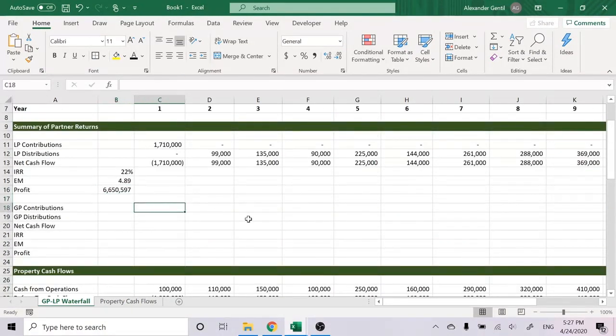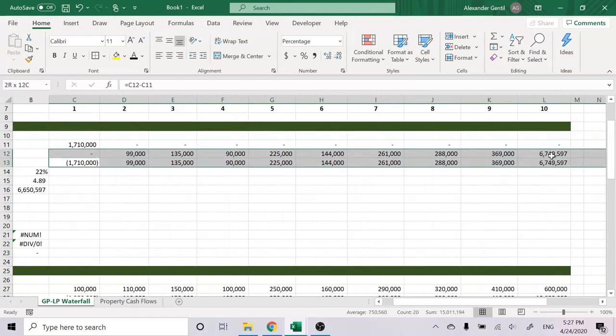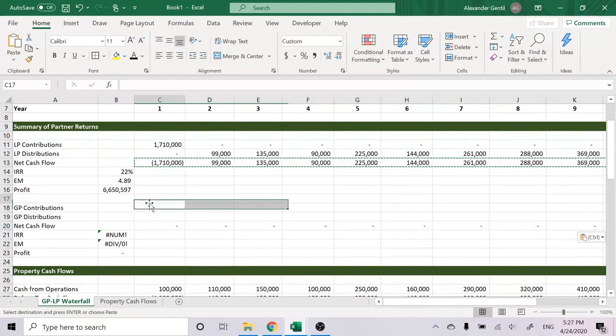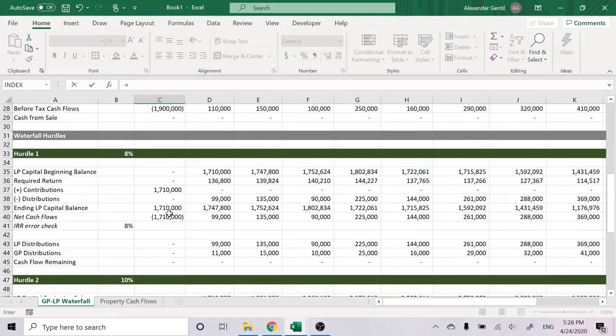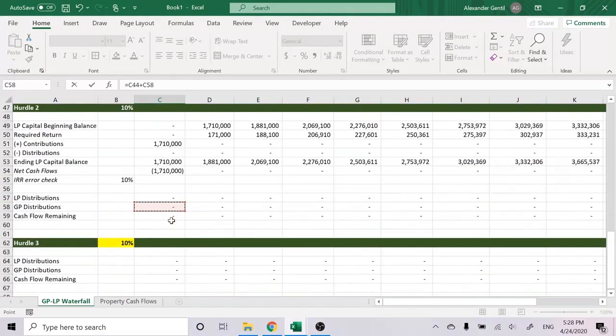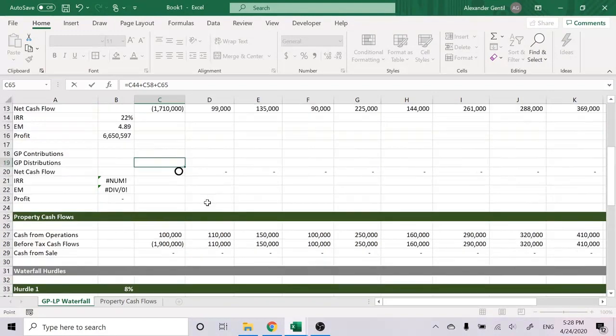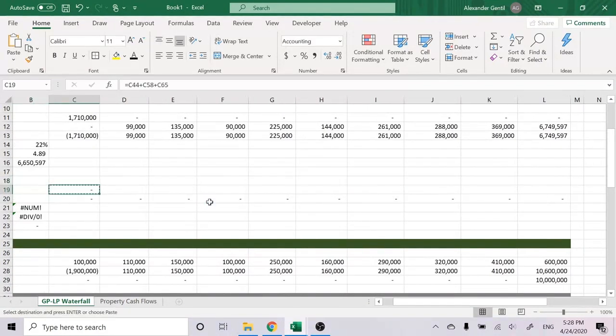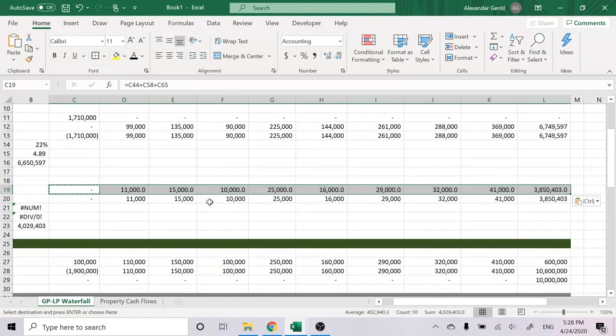Then we'll do the same thing for the general partner. Just copy these formulas here. Copy this one here for our net cash flow. And then I'm just going to do the distributions first because that's easier. So the distributions for the general partner in hurdle 1 were that, in hurdle 2 were this, and in hurdle 3 were that.